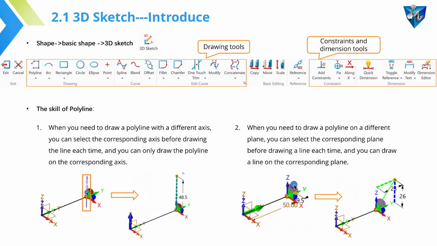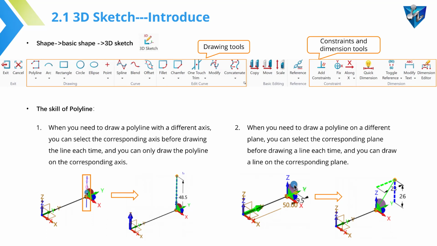Here are some tips for creating the polyline in 3D sketch. So we need to draw the polyline with different axes. You can select the corresponding axis before drawing the line each time. And therefore, you can only draw the polyline on the corresponding axis. For example, for this picture, I select the y-axis first, and we can draw the line on the y-axis.